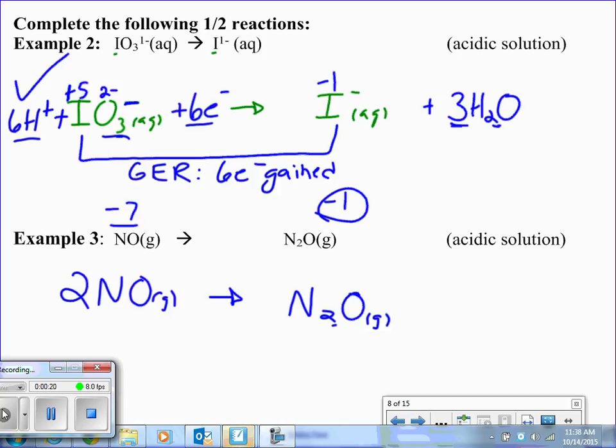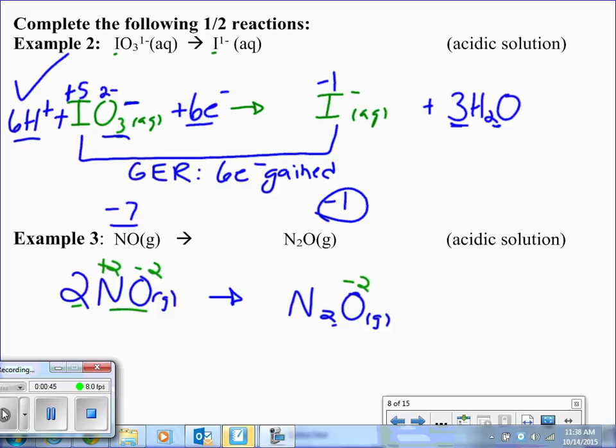Step 2, we assign our oxidation numbers. So same method that we used before. Start with common oxidation numbers like oxygen, and then go back and solve for the others. So nitrogen monoxide, this is a compound, which means the net charge is 0, right? So if oxygen's -2, this has to be +2. Coefficients don't affect oxidation numbers.